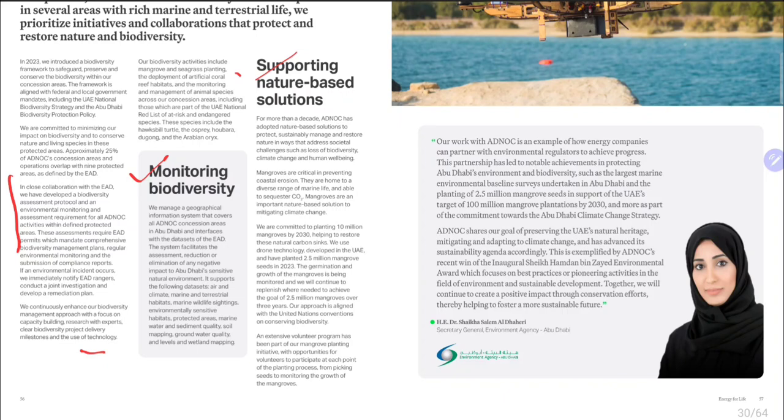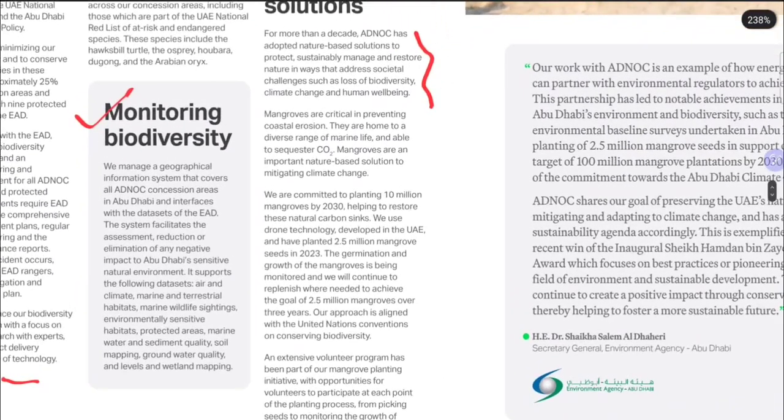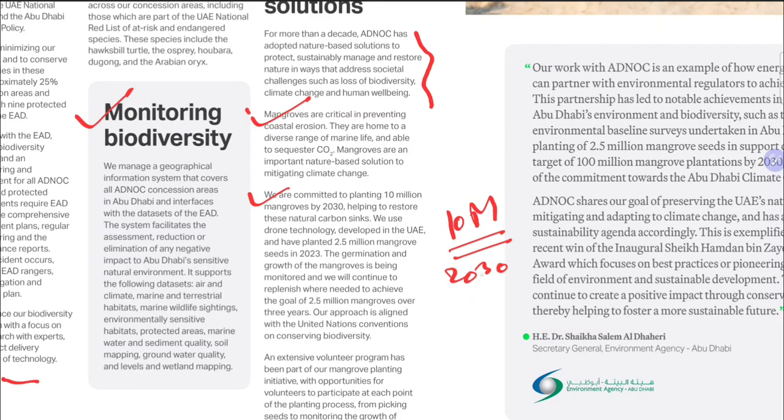For more than a decade, ADNOC has adopted nature-based solutions to protect, sustainably manage, and restore nature. So what efforts are made in that regard? Mangroves are critical, so they are doing mangrove plantation. They are committed to planting 10 million mangroves by 2030. So this is the commitment.